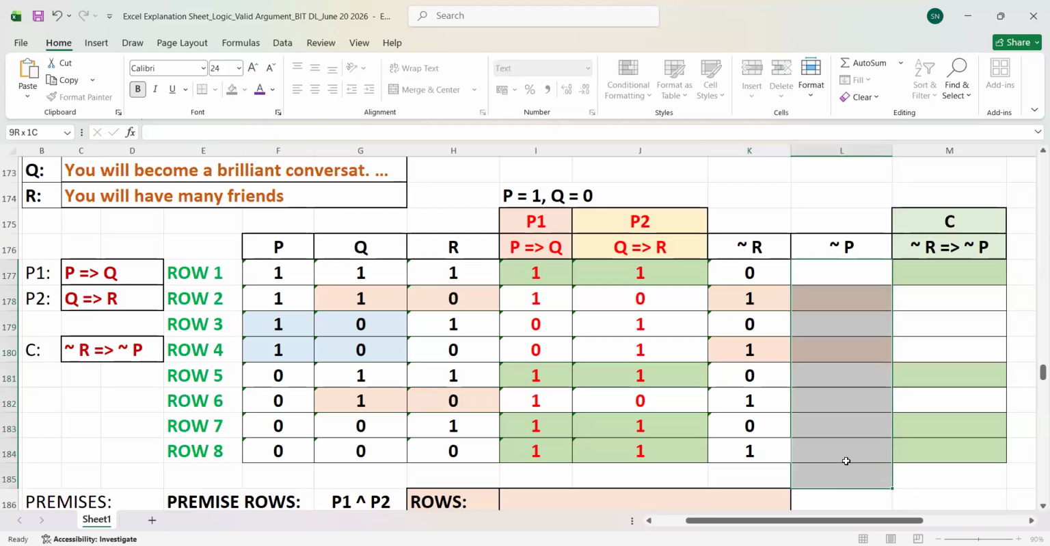P was 4 ones and then 4 zeros. So negation will be 4 zeros, then 0, 0, 0, 0, 1, 1, 1, 1. Good. Now again, we are joining these two using P implying Q.